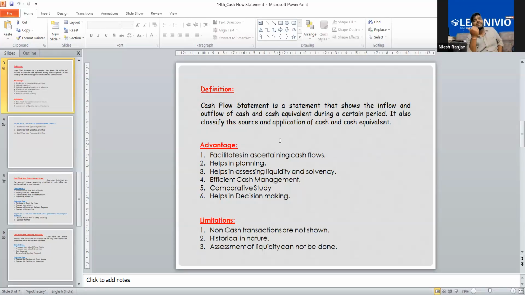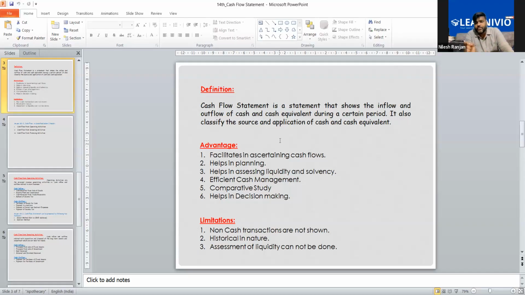For this purpose, cash inflow and outflow is divided into three categories: cash flow from operating activities, cash flow from investing activities, and cash flow from financing activities. How we are getting cash in the business and how it is utilized, meaning source and application of cash and cash equivalent. So this is our definition of cash flow statement.